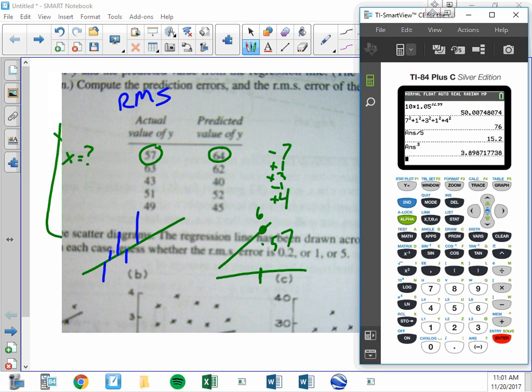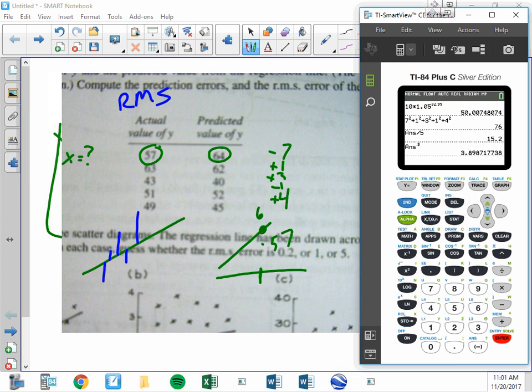So that is 3.89. Okay. Oh, wait. So we need to multiply that by... Oh, they didn't... Sorry, that's the shortcut method. That's what you were talking about.